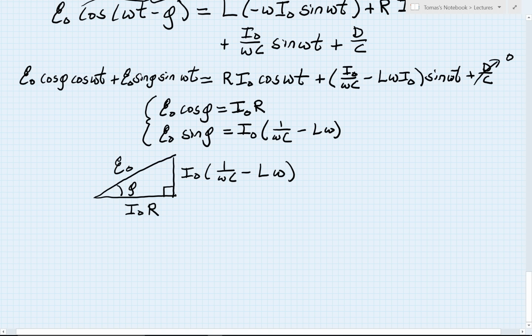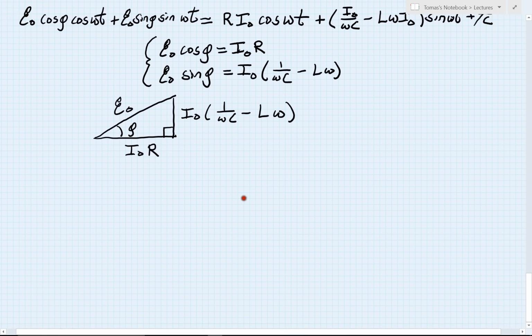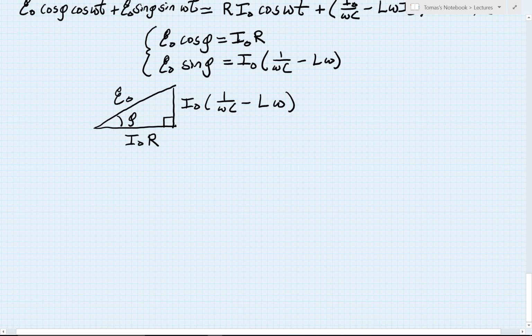Now, when we look at this, we can immediately solve for what E naught and phi would have to be, using our basic knowledge of right triangles. Right? We find immediately then that the voltage, the amplitude of the voltage, by the Pythagorean theorem is going to be the square root of the sum of the squares of these two different terms. When I do that, you'll notice, though, that both of the terms I'm squaring on the inside will then have an I naught squared factor, which I can factor out.